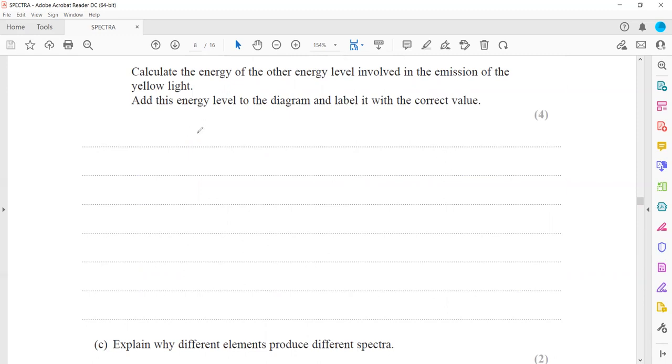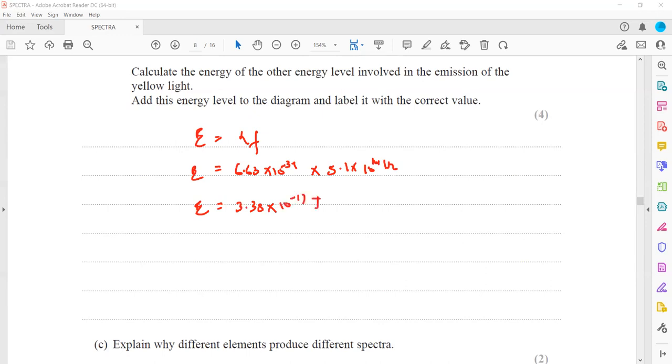So E is equal to hf. Energy is equal to Planck's constant, which is 6.63 times 10 to the power minus 34, times the frequency which is emitted out, 5.1 times 10 to the power 14. When we multiply, we get the energy in joules, but in the energy level diagram, energy is given in electron volt. So we have to convert this 3.38 times 10 to the power minus 19 joules into electron volt. We divide by 1.6 times 10 to the power minus 19, because 1 electron volt is 1.6 times 10 to the power minus 19 joule. So we get the answer in electron volt, which is 2.11.